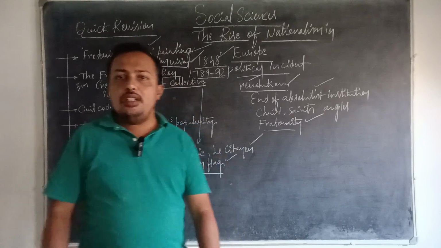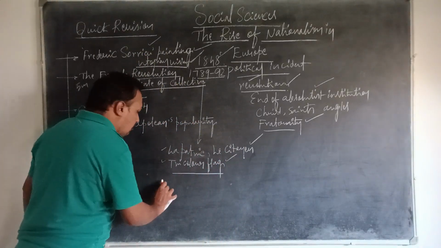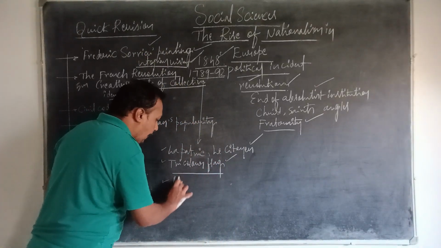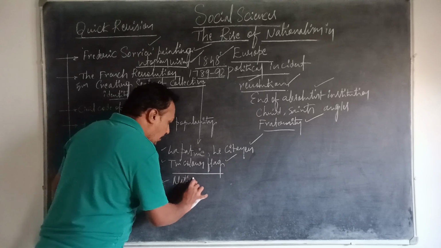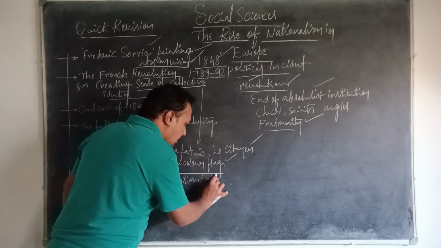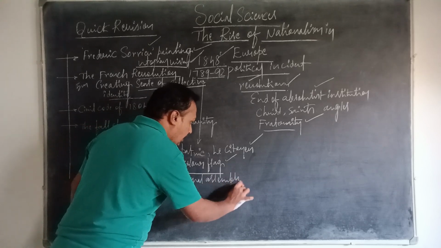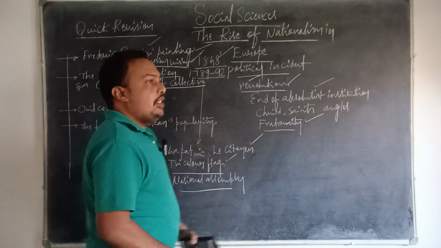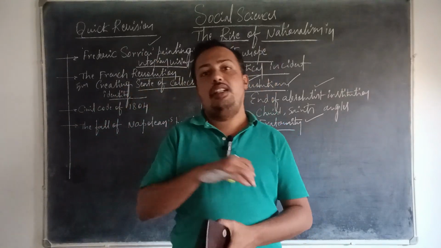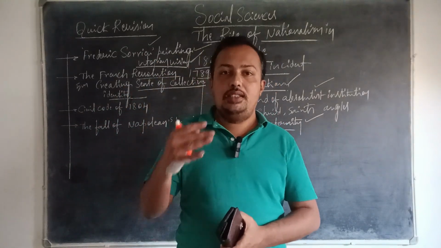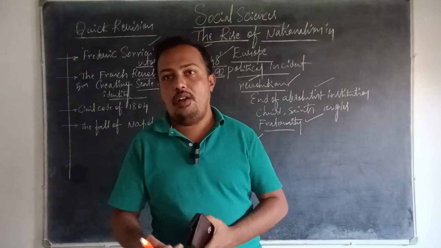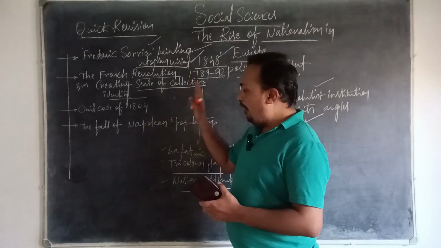And the formation of the National Assembly instead of what? Instead of the Estates General. So the Estates General was replaced by the National Assembly. So this is another factor which contributed to the sense of collective identity.